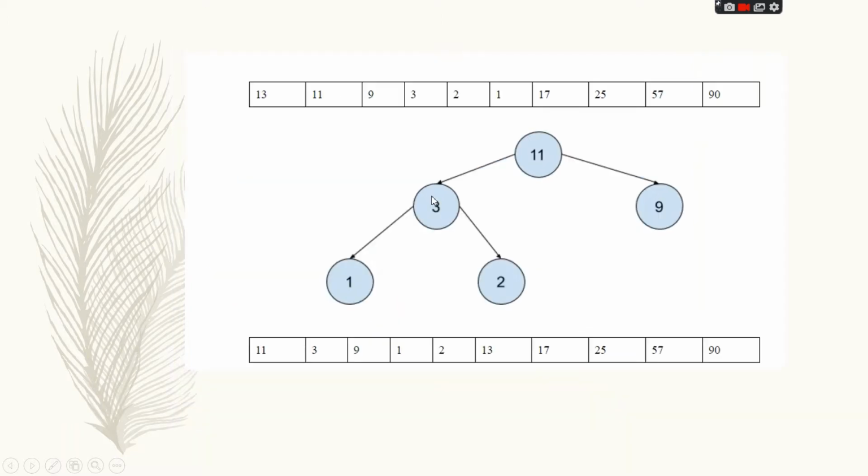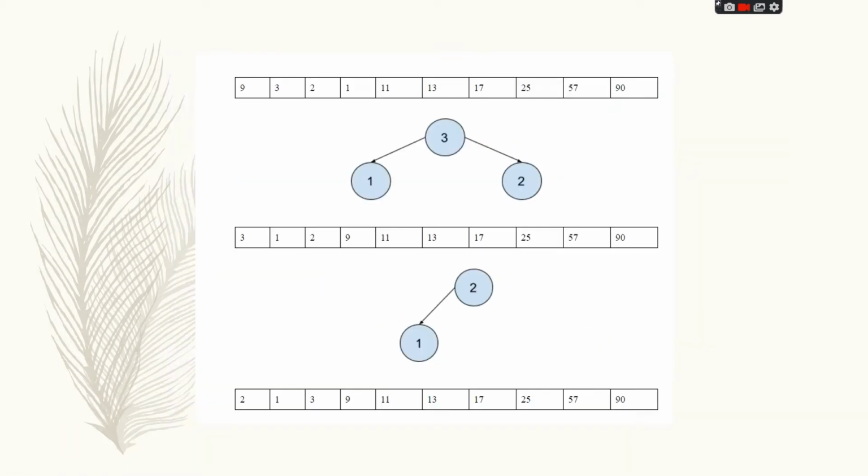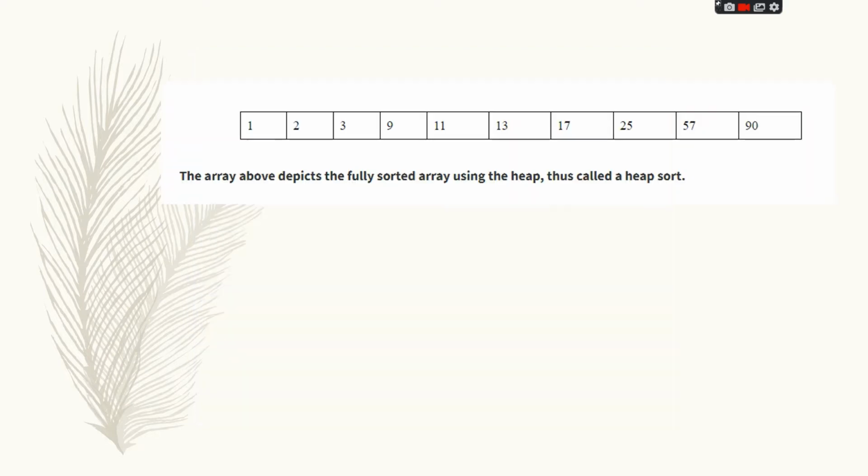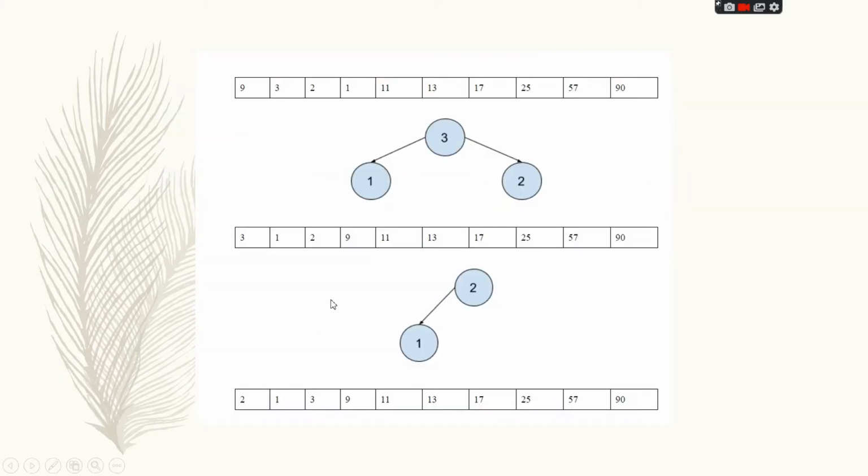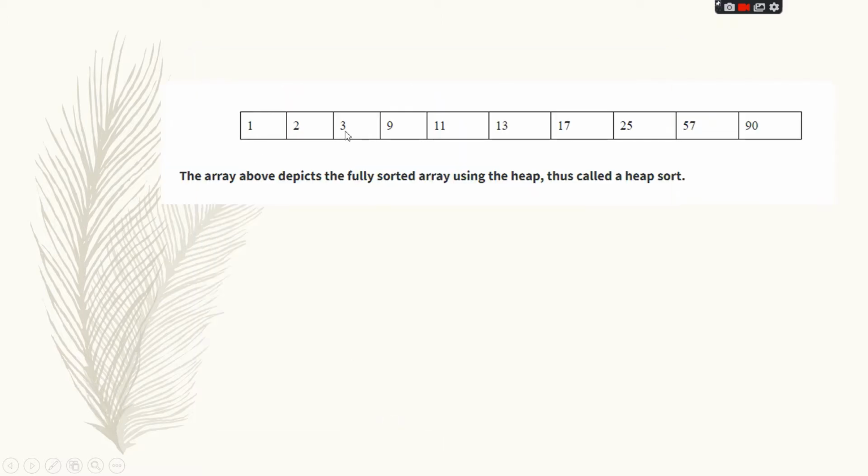We keep on doing this process until only one element is left, that is 1 and 2 here. Here 2 is replaced and 1 comes to the root node, and hence you can see that finally the elements are arranged in order. The array above depicts the fully sorted array using the heap. So these are the normal steps of how heap sorting is done.